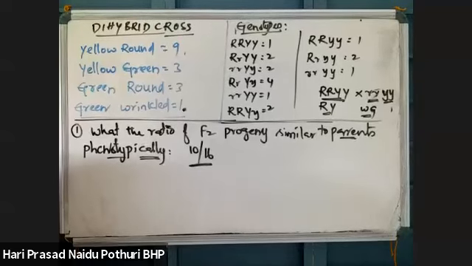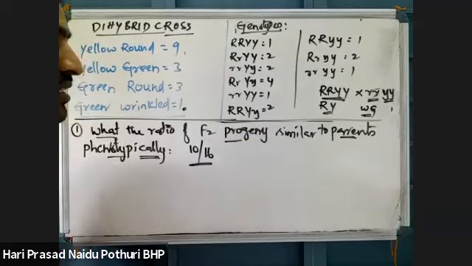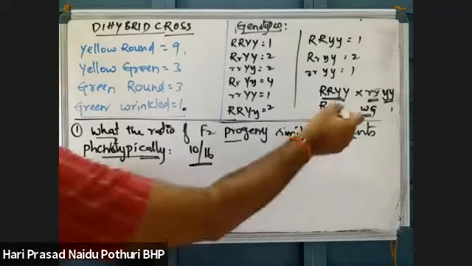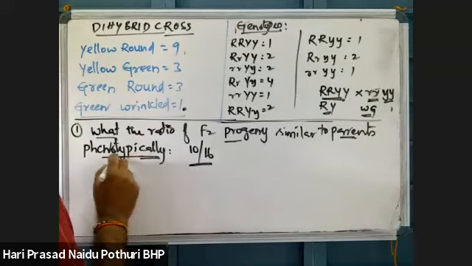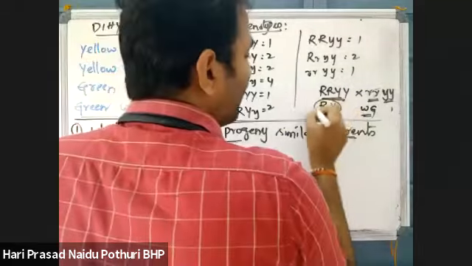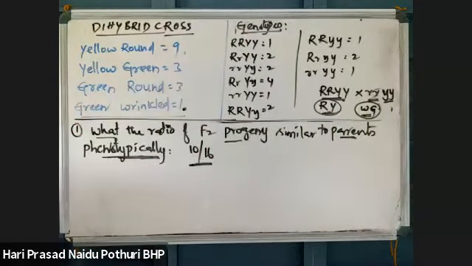See here, the question is, what is the ratio of F2 progeny similar to parents? Similar to the parents phenotypically. What is the phenotype of parents? The phenotype of parents is round yellow and wrinkled green.